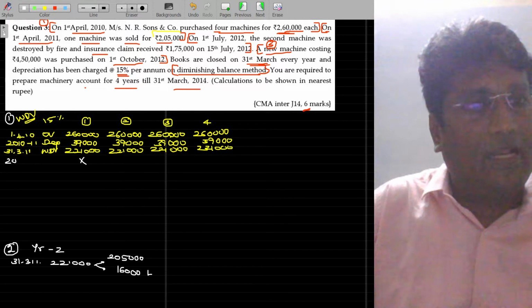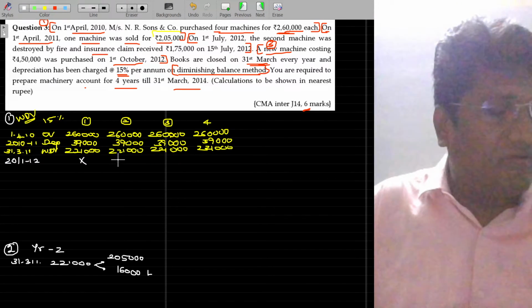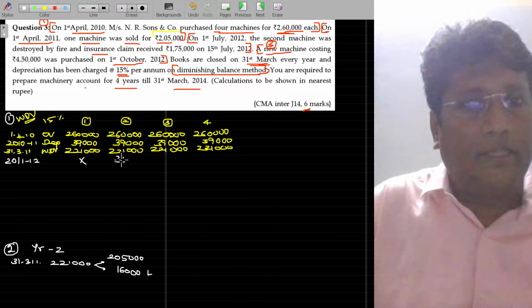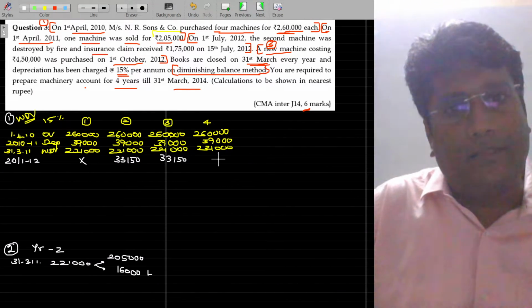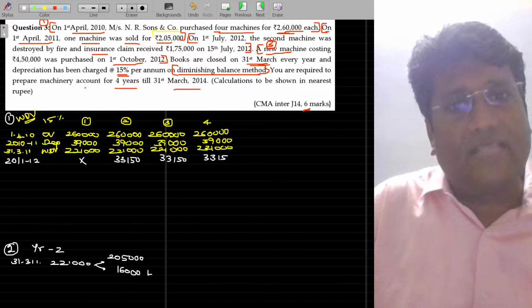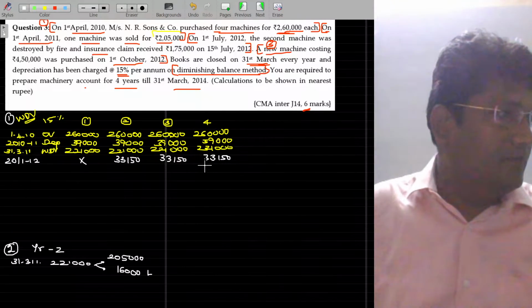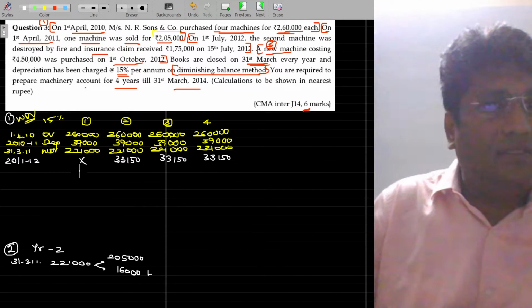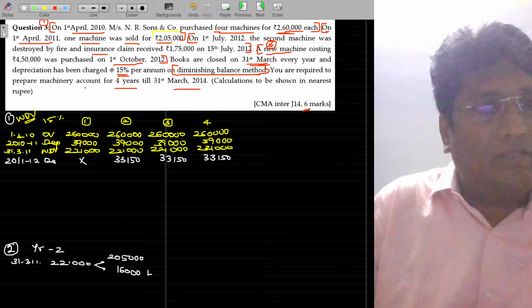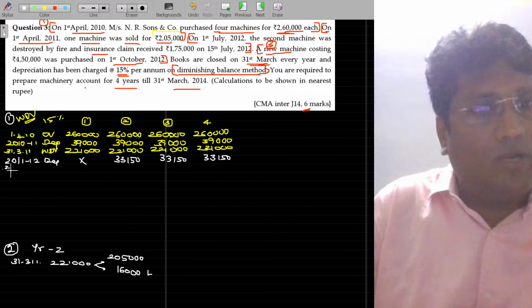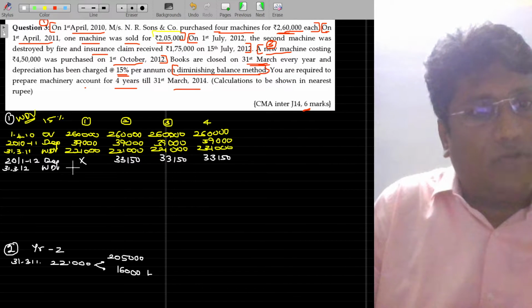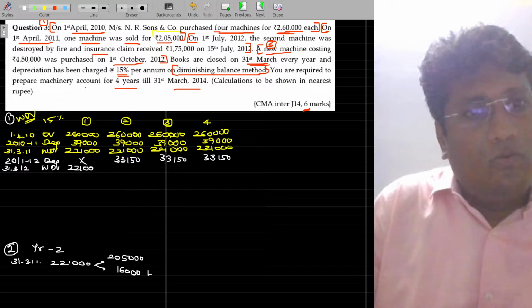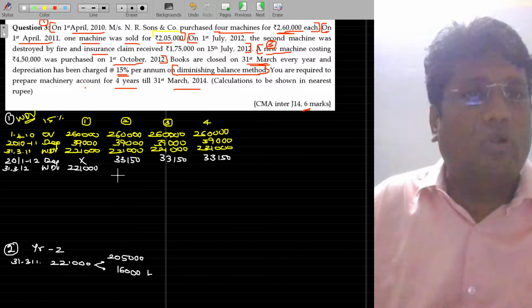So for the year 2011-12, what's the value? 33,150 and 33,150. No other things happen in 2011-12. So we have to subtract this depreciation for year 2. After this, we'll get the WDV as on 31/3/12. The WDV for the first year was 2,21,000. What about the second year? 2,21,000 minus 33,150.